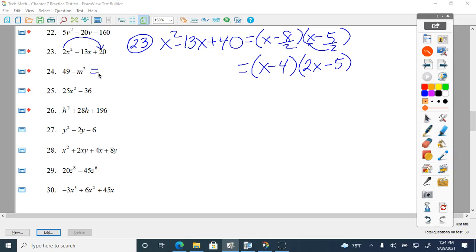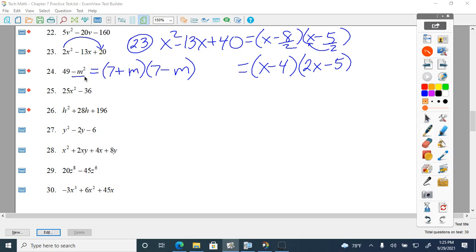24. 49, is that a perfect square? Yes. Square root of 49 is what? 7. m squared is a perfect square. We are subtracting them, so all we have to do is take the square root of both. That'd be 7 and 7, m and m. But the m's we're going to make one positive and one negative, because that's what the minus is. That makes sense?